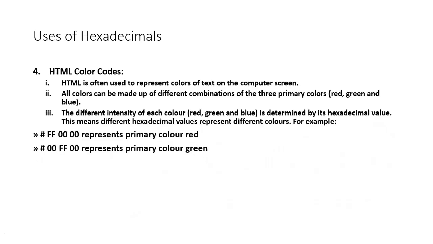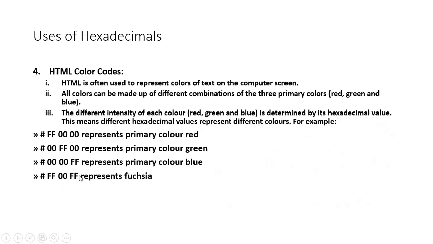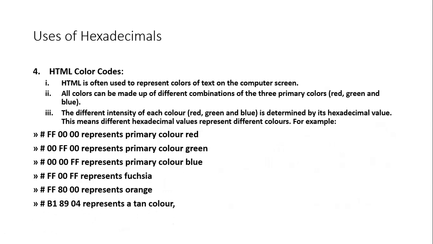For green, it will be this. For blue, it will be this. So these three are the basic primary colors. Look at how they are and remember them: FF0000, 00FF00, 0000FF, RGB. Then we combine these and make different colors. So these are the different color codes.